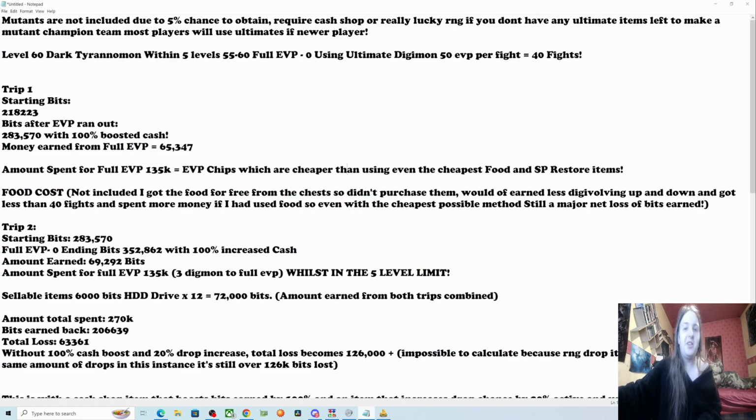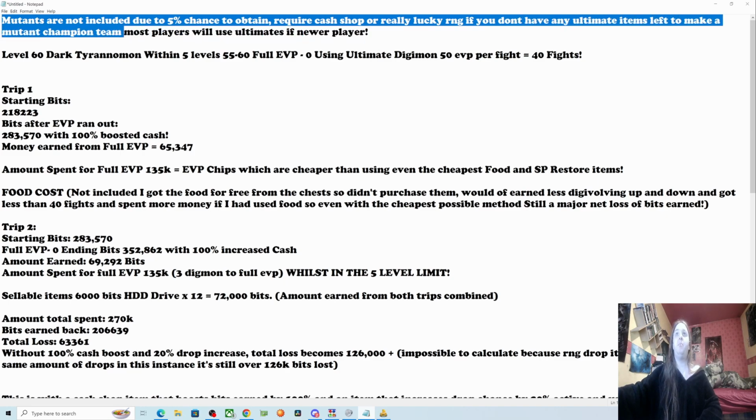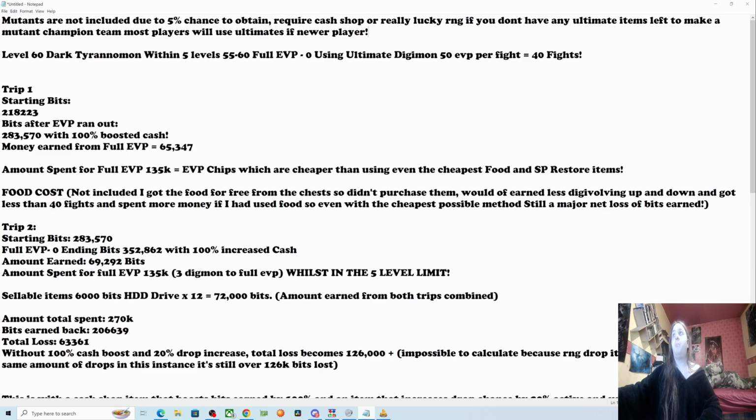Right, so here is the data just to prove it to you. Mutants are not included due to a 5% chance to obtain, requiring the cash shop, and really lucky RNG. If you don't have any ultimate items left to make a mutant champion team, most players will use ultimates if they're a newer player. Meaning that they will only get 40 fights before their EVP runs out.